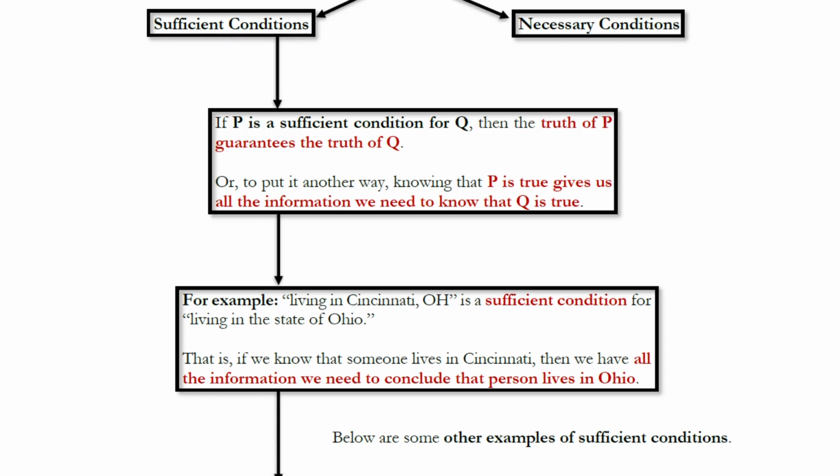However, even with this very minimal information, you would at least know that it is true that Smith lives in Ohio. The reason for this is because the information that he lives in Cincinnati is sufficient for you to conclude that he lives in Ohio. Cincinnati is a city in the state of Ohio, so Smith could not possibly both live in Cincinnati and also live in some other state. The fact that he lives in Cincinnati guarantees that he lives in Ohio.